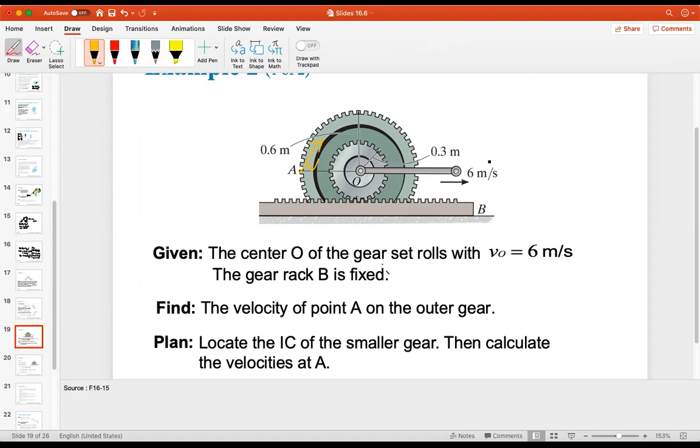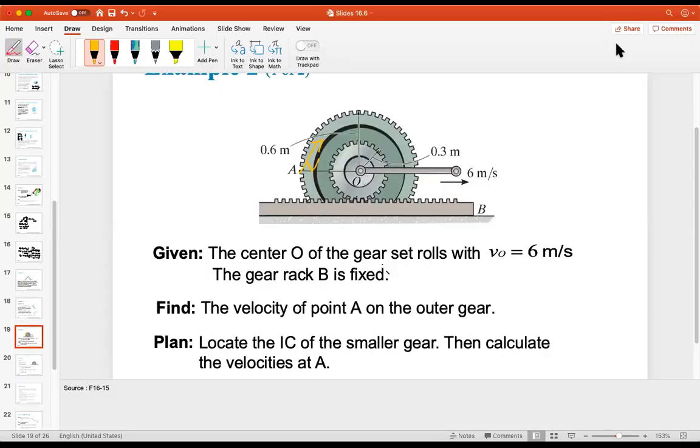And let's take note of what information we have. We have knowledge about the outer radius. We have knowledge about the radius of the smaller set of gears. And we also have knowledge of the velocity. So take a second and try to solve that problem.